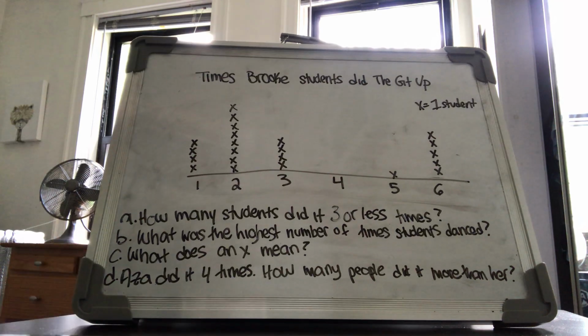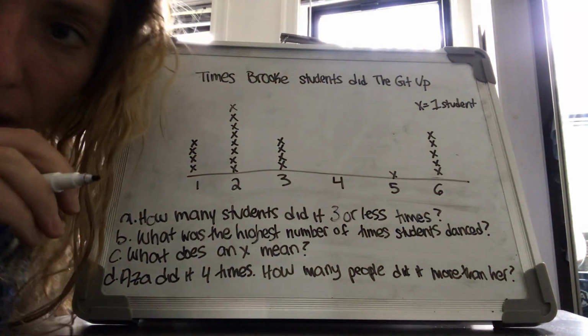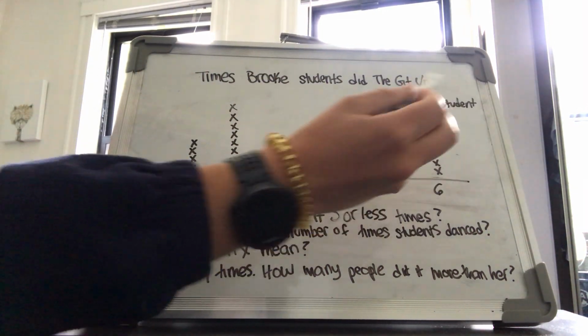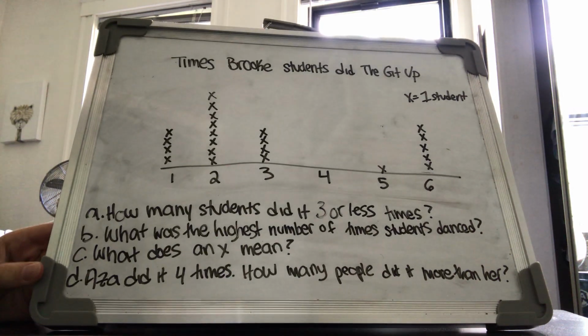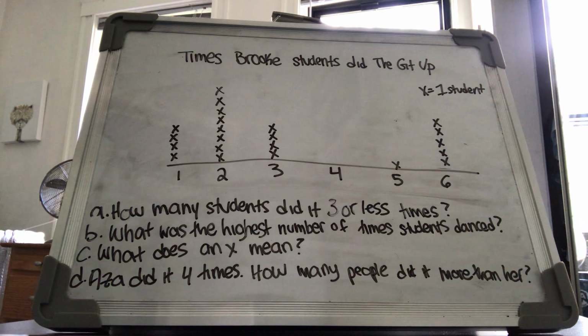Let's look at this line plot. This is called Times Brooke Students Did the Get Up, one of our favorite songs, our favorite dances. Shut up, Miss Edwards. That says X equals 1 student, and then you can see how many X's were on each. I'll give you about 2 minutes to answer all 4 questions.